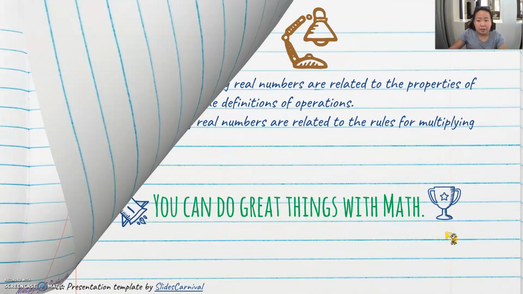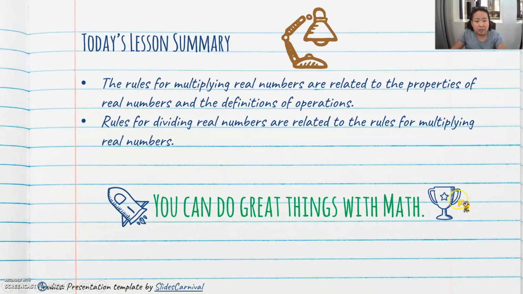169. And so, to summarize, the rules for multiplying real numbers are related to the properties of real numbers and the definitions of operations. And aside from that, the rules for dividing real numbers are also related to the rules of multiplying numbers. Thank you.